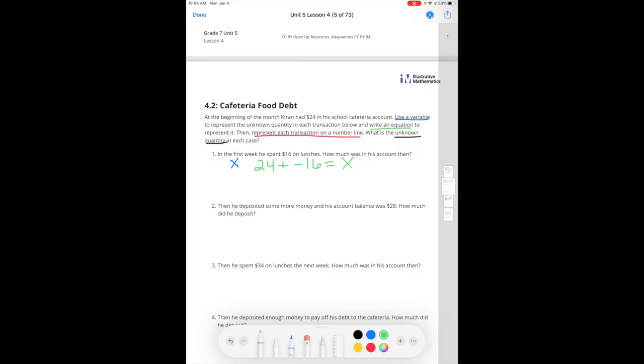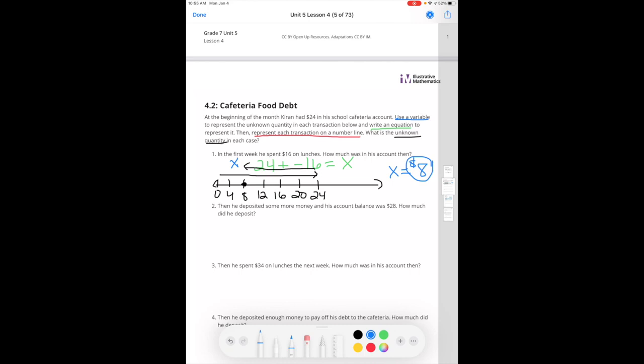Then it says to represent each transaction on a number line. So we start out with $24. So that would be 0 to 24. And then he spent $16. So spending money means I'm moving to the left. So left $16. So there's 4, 8, 12, 16. And that puts us at 8. So that means that my X equals $8. So Chiron now has $8 in his account.